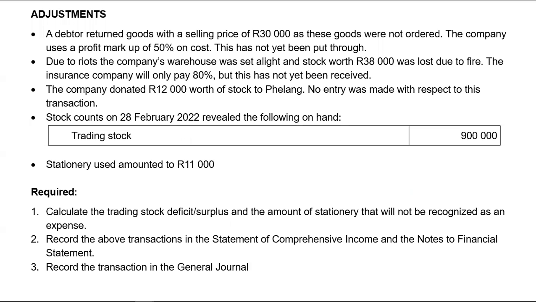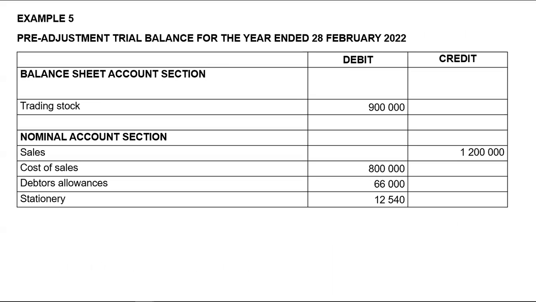Then we come to the last adjustment, which says stationery used. Highlight that word, used. Stationery used amounted to 11,000. Stationery used amounted to 11,000. At the moment, stationery in the trial balance is sitting at 12,540.